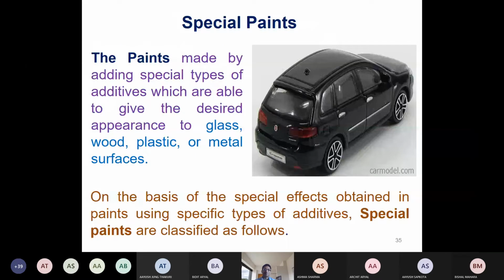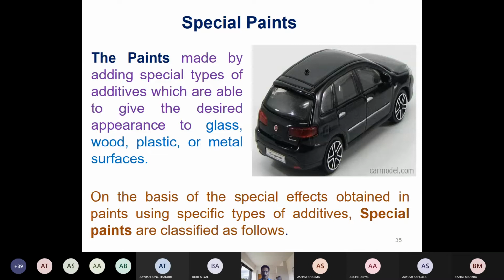And special paint. Now special paint, then you have seen the picture of a car. Then you just guess that the special paint is applicable in these materials. The paints made by adding special type of additive भनेको त्यस्तो substances that will make paint more attractive, as you have seen the painted car, which are able to give desired appearance to glass, wood, plastic, or metal surfaces. And बाइकमा रङ्ग गयो भने इनामेल हाल्नुहुन्छ, बाइकको सानो पाइपहरुमा इनामेल हाल्दाखेरि अर्कै देखिन्छ. यसकारण यस्तो पेन्ट स्पेशल पेन्ट हाल्नुपर्छ अनि looking is good and attractive one.